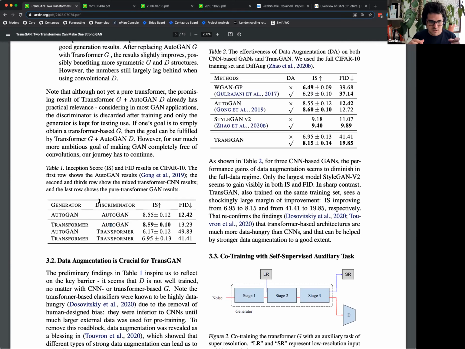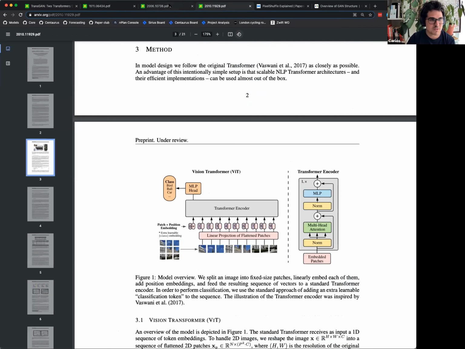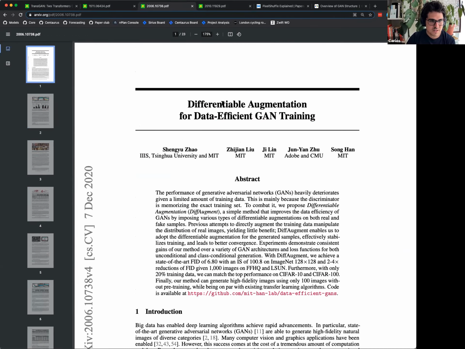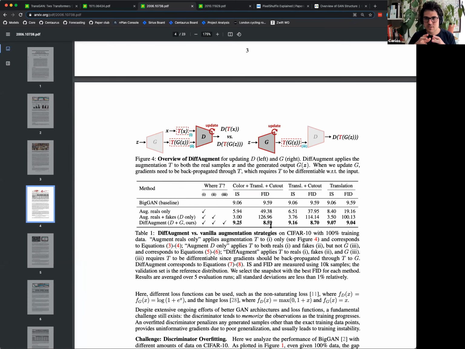And so here's where the tricks in the training start. The first thing they do is this data augmentation technique, which is actually quite interesting. If you want to know more about it, here's the paper. It's called differentiable augmentation for data efficient GAN training. What's interesting is that they realized with GANs that if you do data augmentation, the training becomes more stable, and you also get better generators and discriminators from the training process.